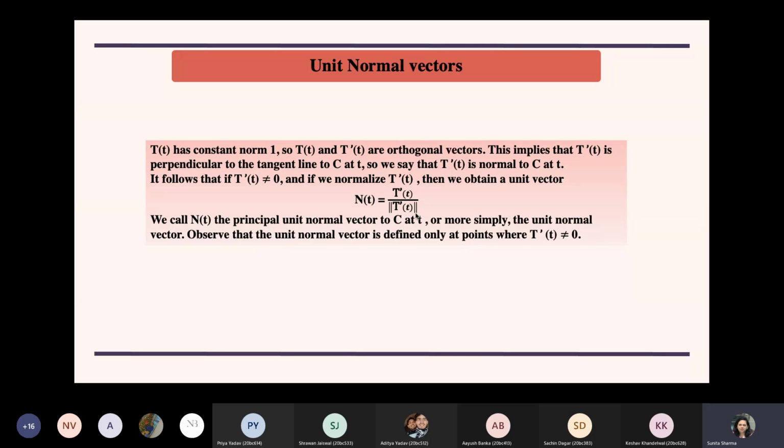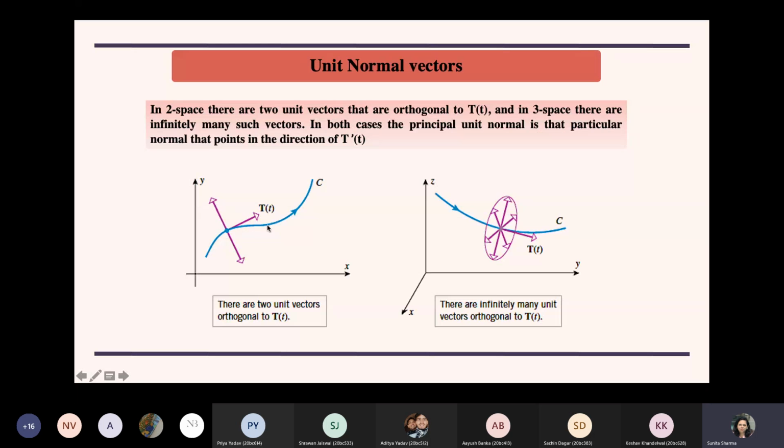So principal unit normal or unit normal, they mean the same, and their direction is the same direction as T dash. Then you would call this the unit normal vector. Actually, the term principal unit normal is used because whenever we have a curve, say in 2 space, and we make a tangent vector, we can have 2 vectors that are perpendicular to this tangent vector. So one in this direction and one in the other direction.